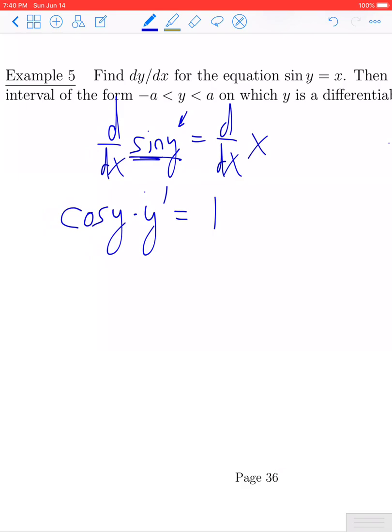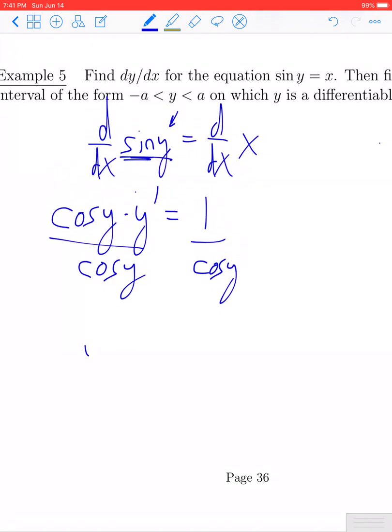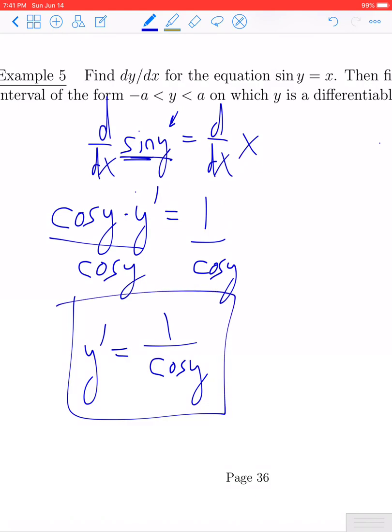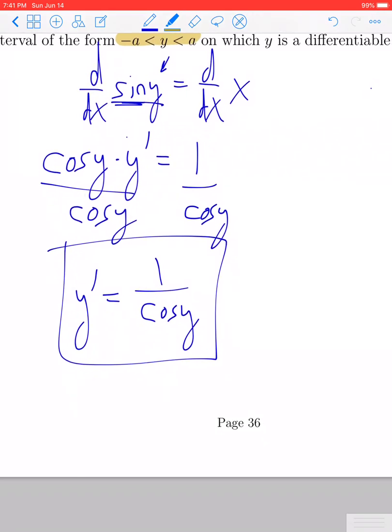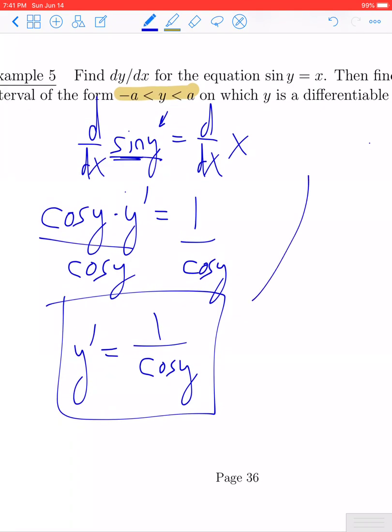And now we can get the derivative by itself by simply dividing both sides by the cosine of y. So we get that y prime is equal to 1 divided by the cosine of y. So this is our derivative. They also ask us what is the largest interval of the form on which this derivative is defined. Well, in order for this derivative to be defined, we need for the cosine of y to not be equal to 0. For after all, if cosine of y is 0, then we would have something that's undefined.